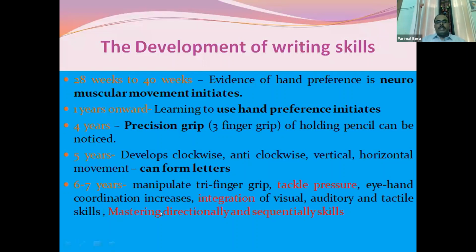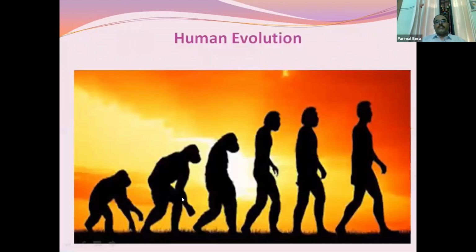Eye-hand coordination increases, with integration of visual, auditory, and tactile skills, and mastering directional and sequential skills. Which I have mentioned, it may start at five years, and it may develop. The child may master clockwise and anti-clockwise movement, horizontal and vertical movement, when the child reaches six to seven years old.